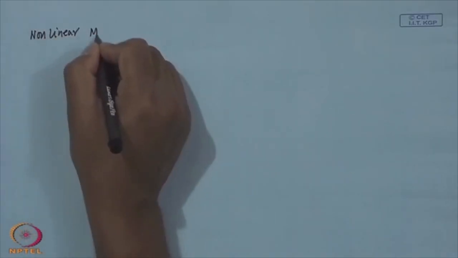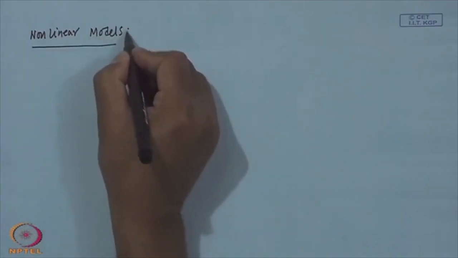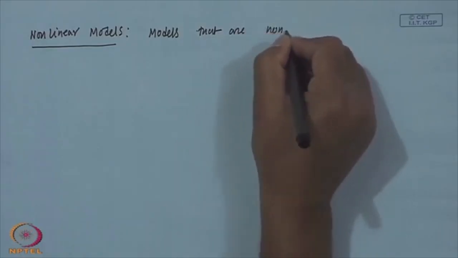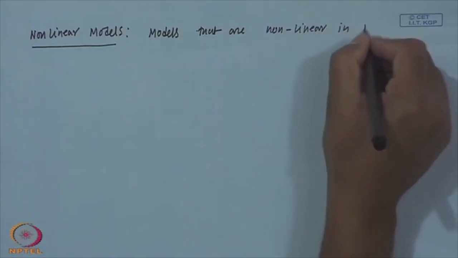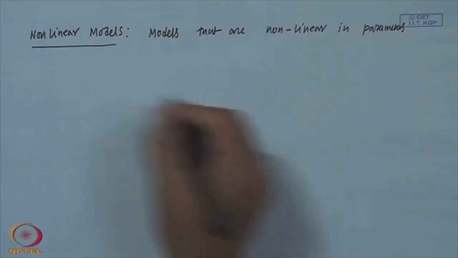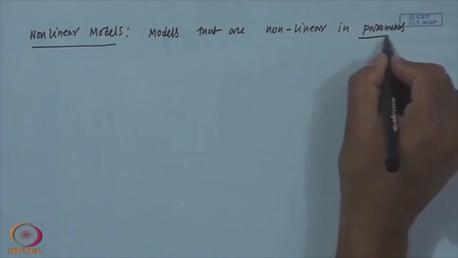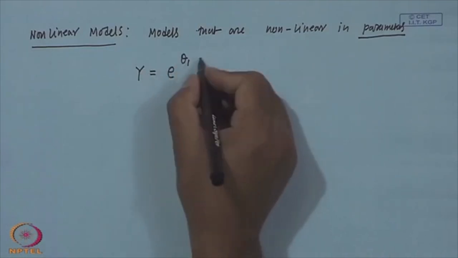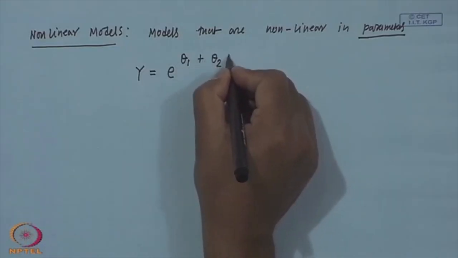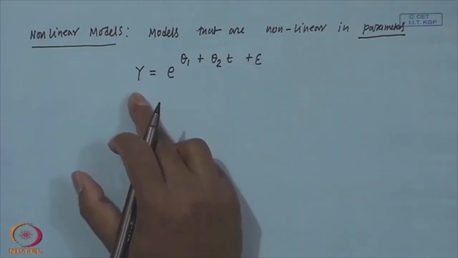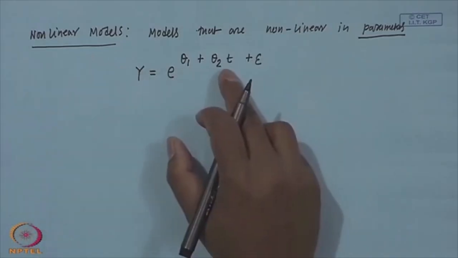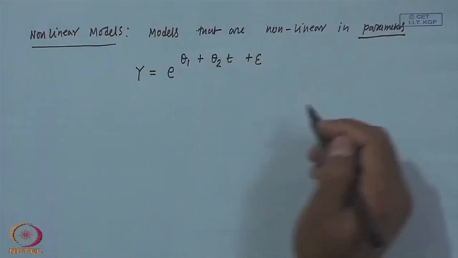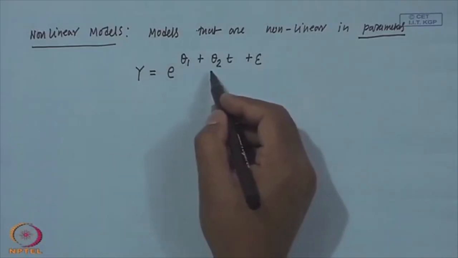Nonlinear model or models. So, models that are nonlinear in parameters are called nonlinear model, right. So, nonlinear in parameters. Okay, let me give example, say y equal to e to the power of theta 1 plus theta 2 into t plus epsilon. So, here y is the response variable, and in nonlinear case generally we represent the regressor variable by t instead of x. So, this is a nonlinear model because it is nonlinear in theta 1 and theta 2.